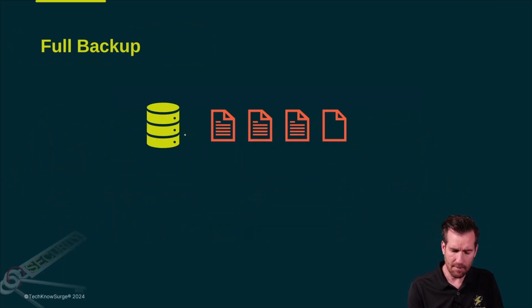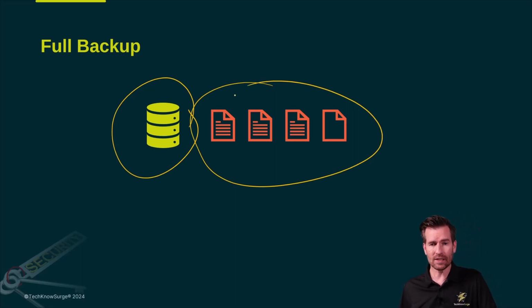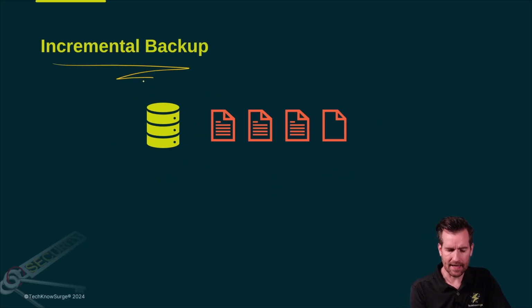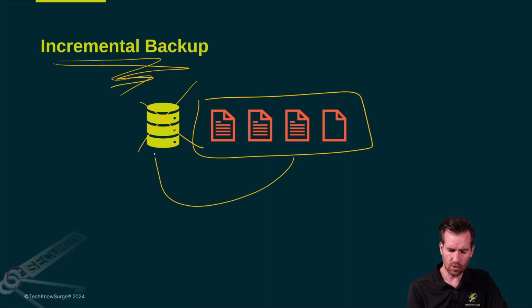A full backup will back up the database and all the transaction logs. And then once it's backed up, it'll actually roll these transaction logs into the database. An incremental backup essentially does the same thing with one change here. It doesn't back up the main database. It only backs up the transaction logs. And then after an incremental backup takes place, it rolls those into the main database.